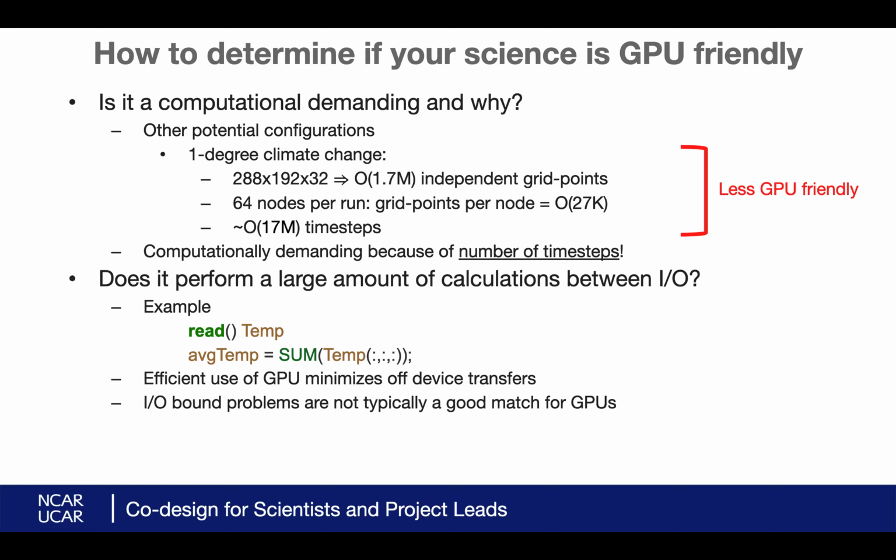Efficient use of GPU minimizes the off-device transfers. And if you're going to be pulling these in from this subsystem, they're typically not a good match.